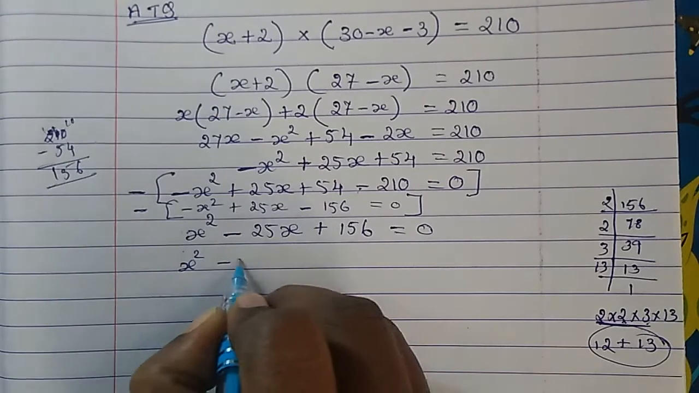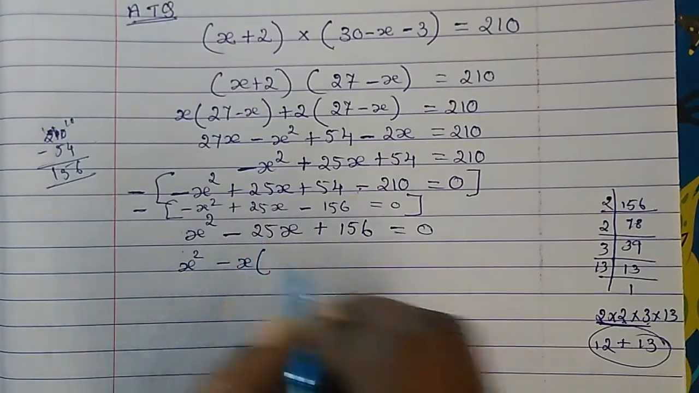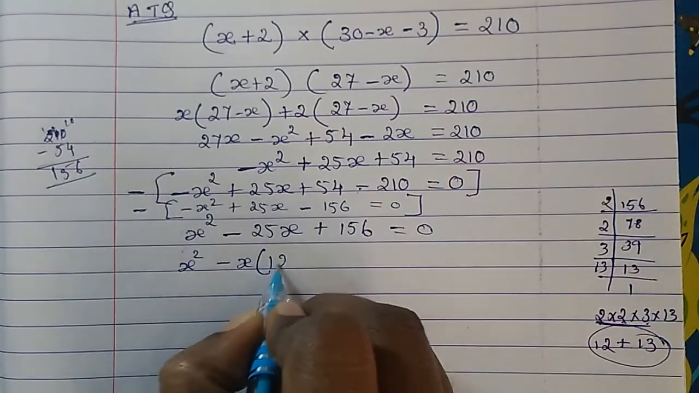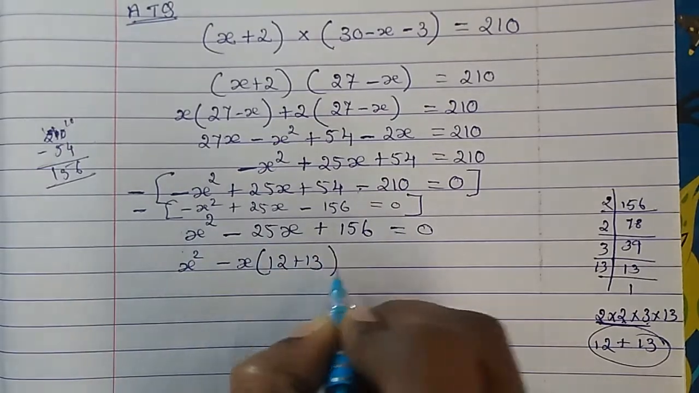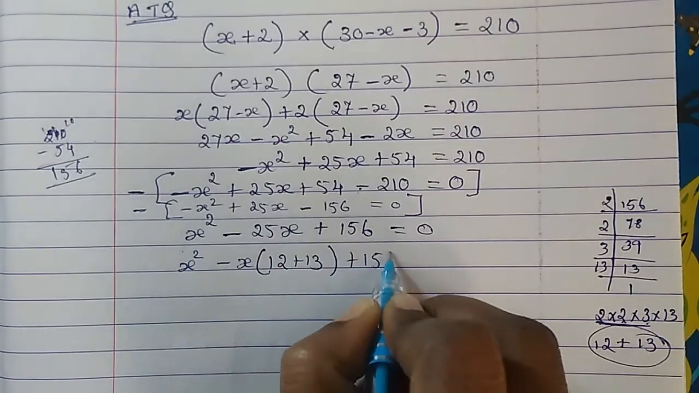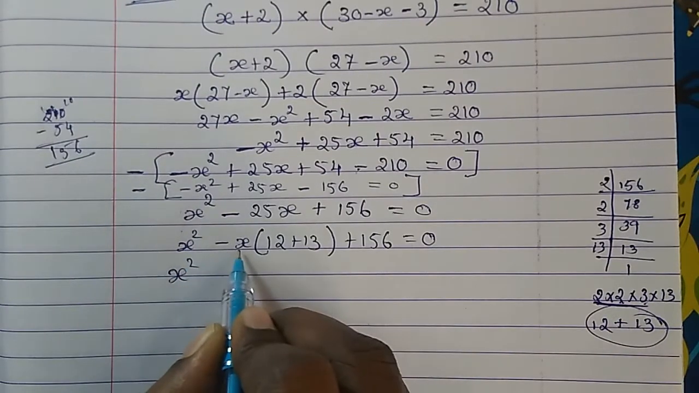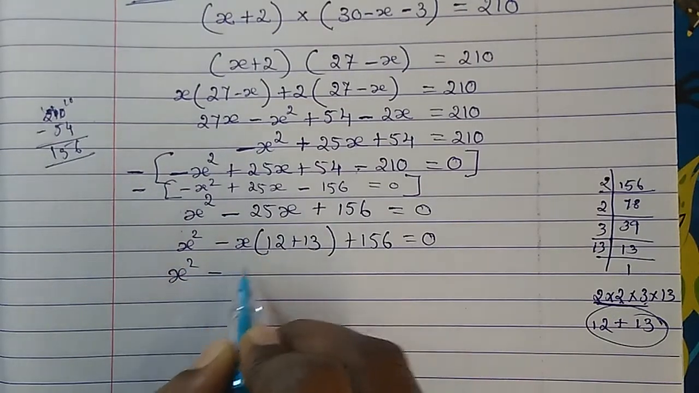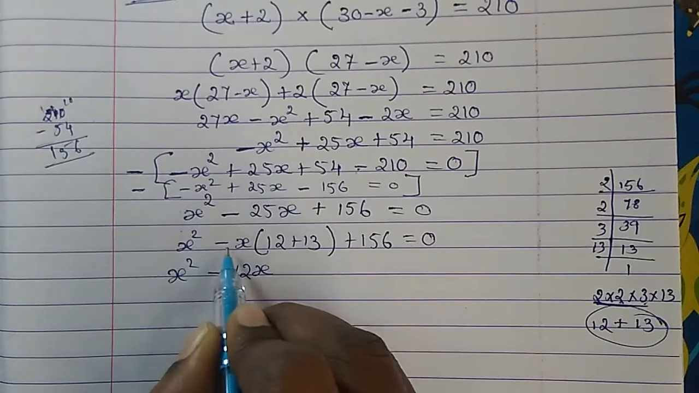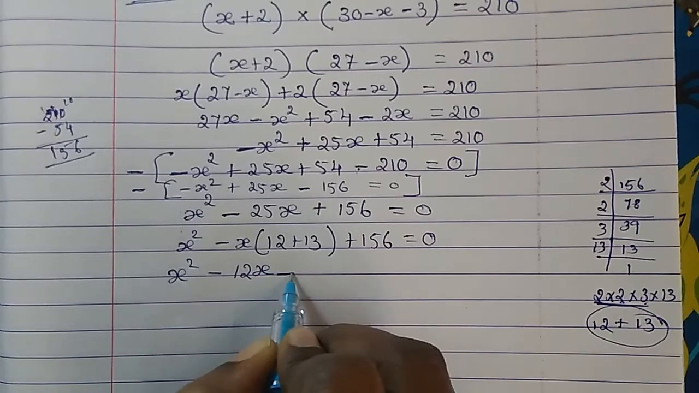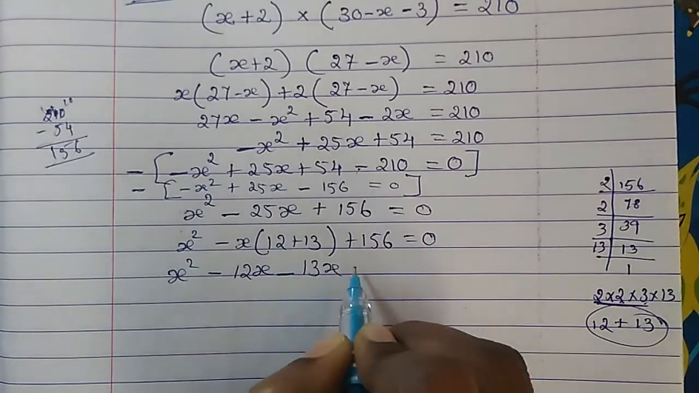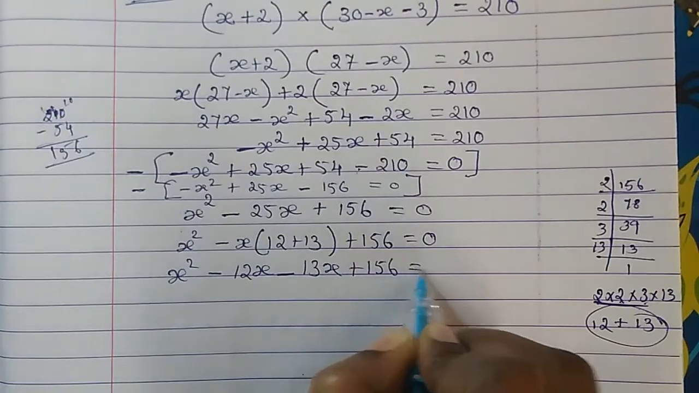So this minus x, we keep it as it is. Instead of 25, we will write 12 plus 13. And then this plus 156. Okay. So now x square minus x into 12 will give us 12x. Plus into minus will give us minus 13x plus 156.